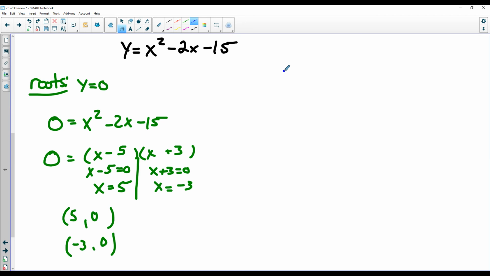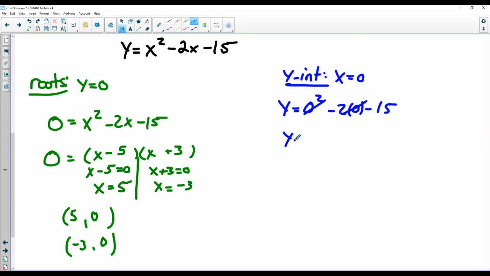So let's do the y-intercept. And that was when x was equal to 0. If we have x equal to 0, then we have y equals 0 squared minus 2 times 0 minus 15. So really, those go away and we just have y equals negative 15. So x was 0, y is negative 15. That one was not too bad.